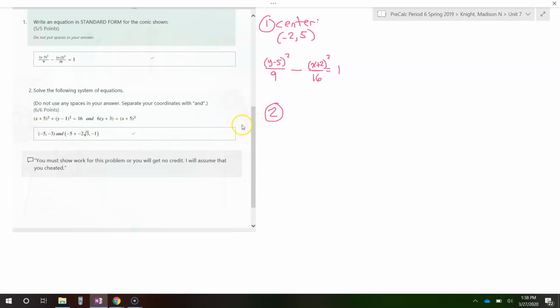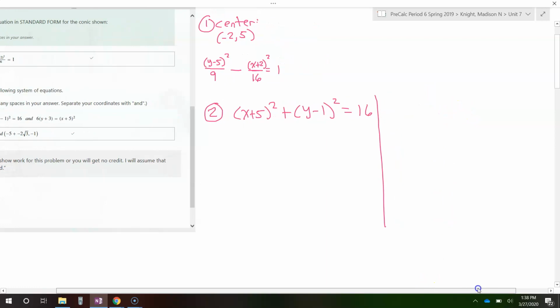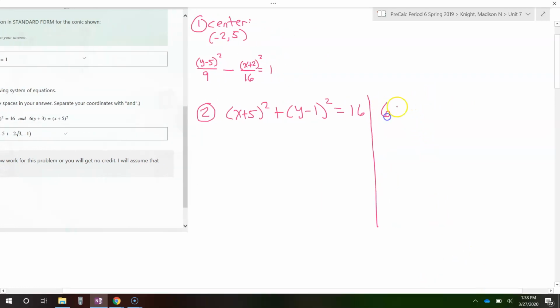All right, so we've got these two equations. We're going to have to do some kind of substitution on this. So I see that we've got x plus 5 squared plus y minus 1 squared is equal to 16. And then we have 6 times y plus 3. I think I'll put a line right here. So we have 6 times y plus 3 is equal to x plus 5 squared. All right, so far I've just recopied the problem over here so I can write on it.